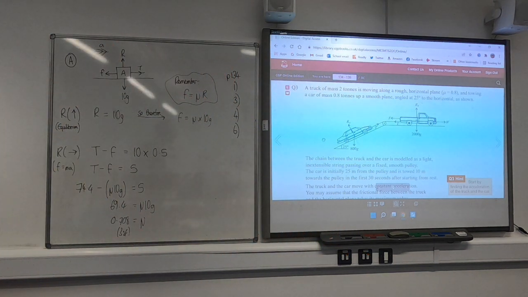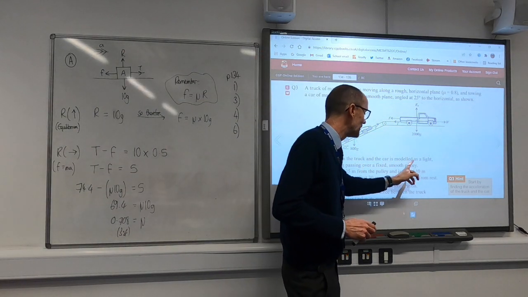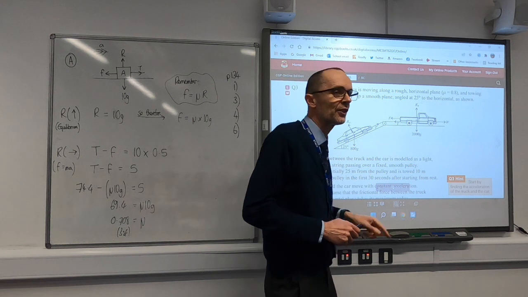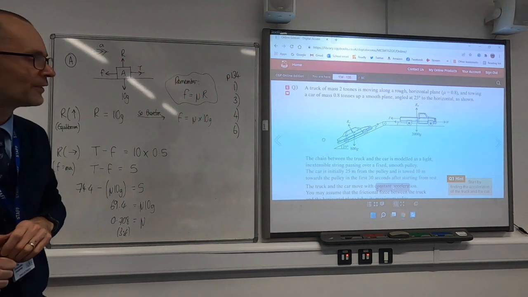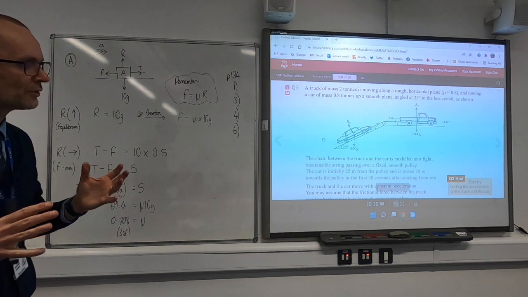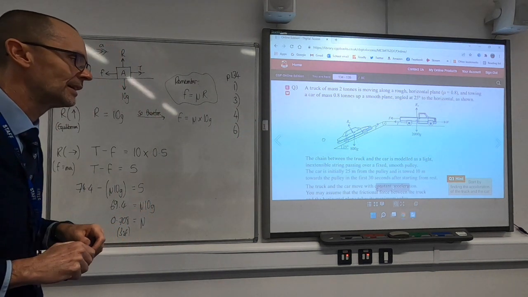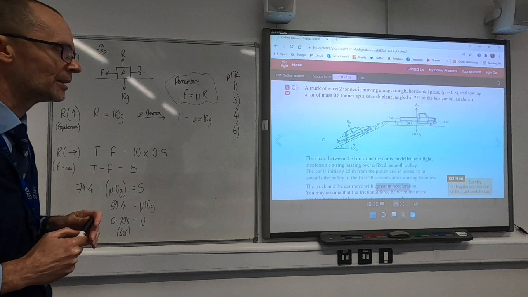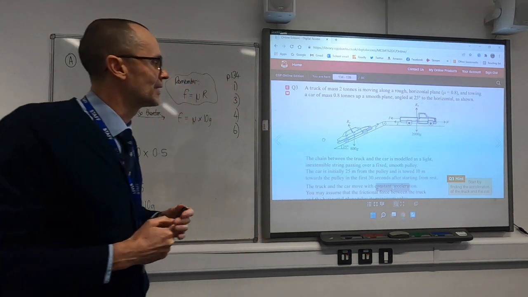And this time, there's a little bit of Suvat involved, because they tell us it starts from rest and it goes 10 meters in the first 30 seconds. So I can work out acceleration from that little bit of information using Suvat. So my first thing I'm going to do is to use Suvat to work out the acceleration, which will be the same for both. And then I'm going to look at the car, and I'm going to look at the truck separately.